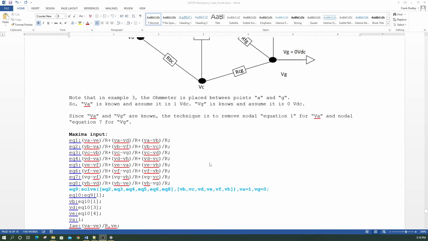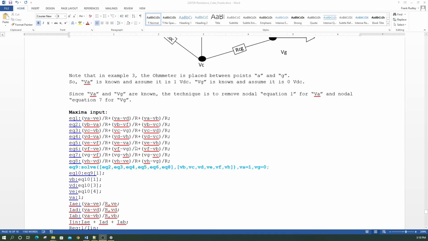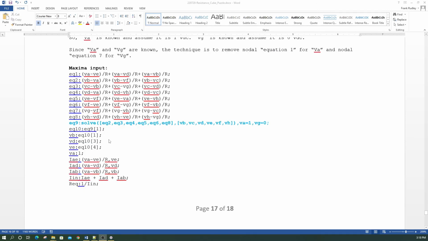So this is our Maxima input. It's the same set of 8 equations again, but I remove equation 1 and equation 7 because these nodes are already known. So I have 2, 3, 4, 5, 6, and 8. I solve for VB, VC, VD, VE, VF, VH. VA is known and VG is already known. This is just some math I needed to do to get those 3 currents, because I need the total current that the ohm meter is providing.